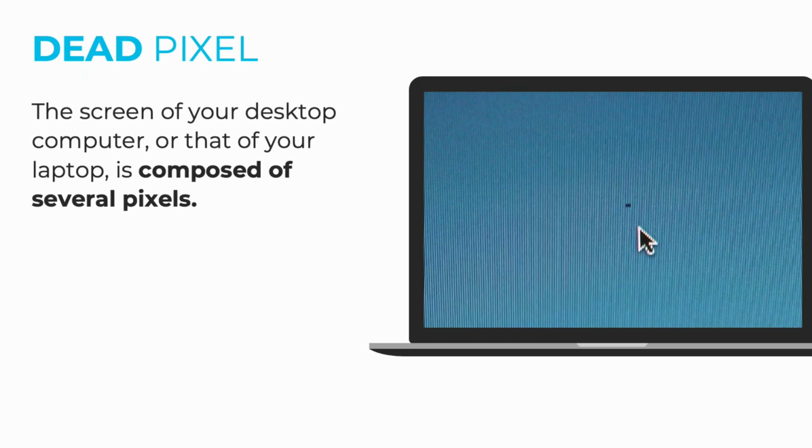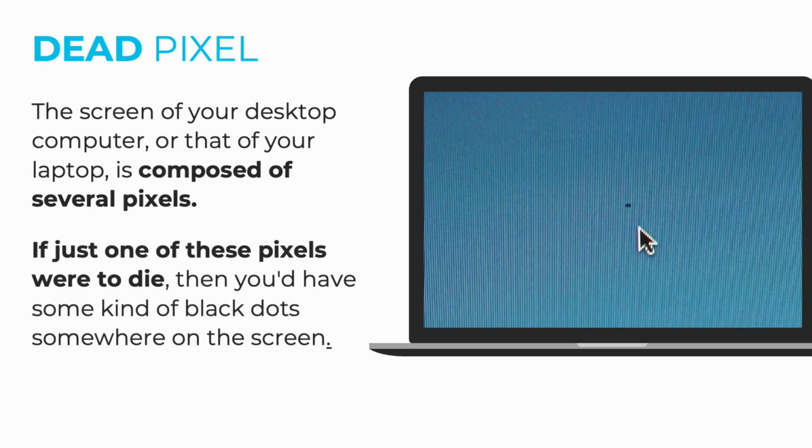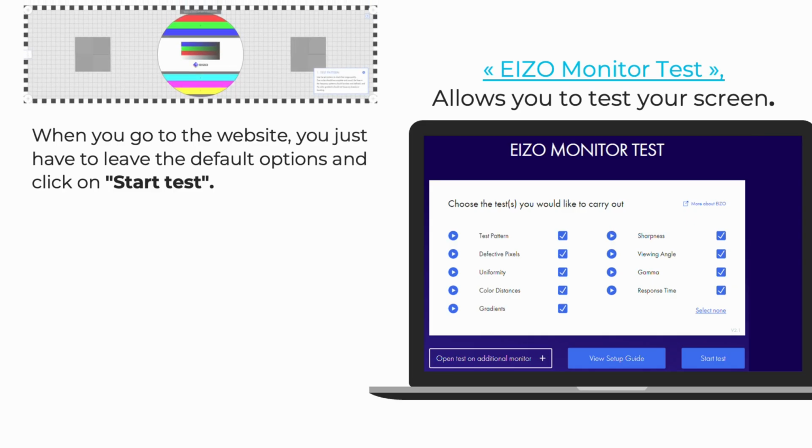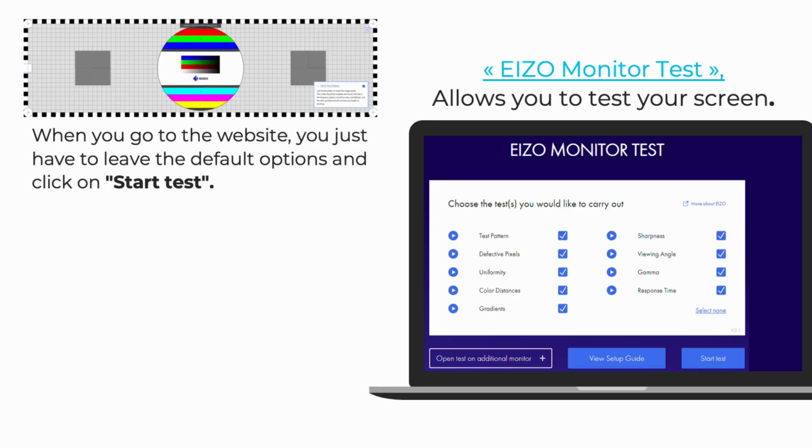Dead pixel. Now we're going to move on to a completely different problem, which is the dead pixel. The screen of your desktop computer, or that of your laptop, is made up of several pixels. If just one of these pixels were to die, then you'd have some kind of black dot somewhere on the screen. To be convinced that it is indeed a dead pixel, you can use an online tool to detect them and even repair them.